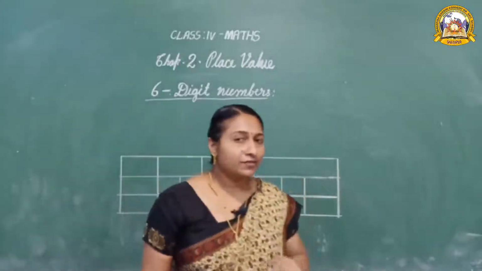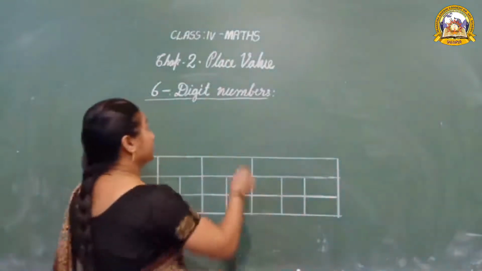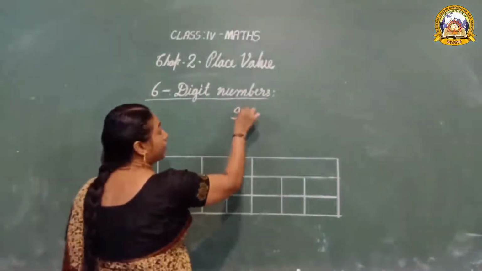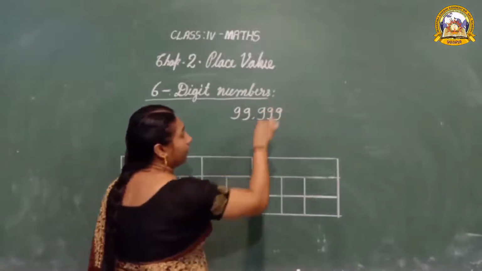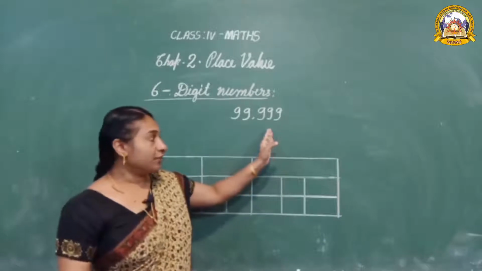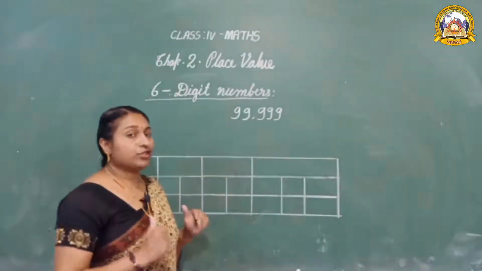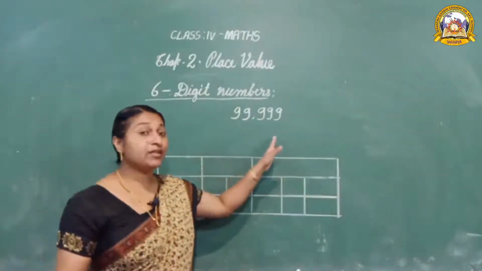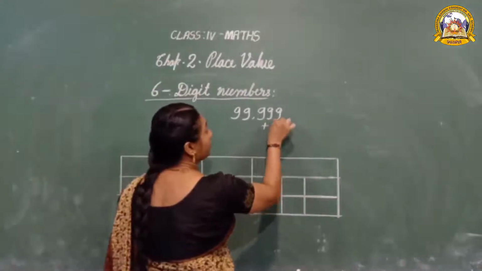Which is the largest 5-digit number? 99,999. It is the largest 5-digit number. To get the smallest 6-digit number, what should we do? Yes, you know that. Plus 1. Add 1 with this number.